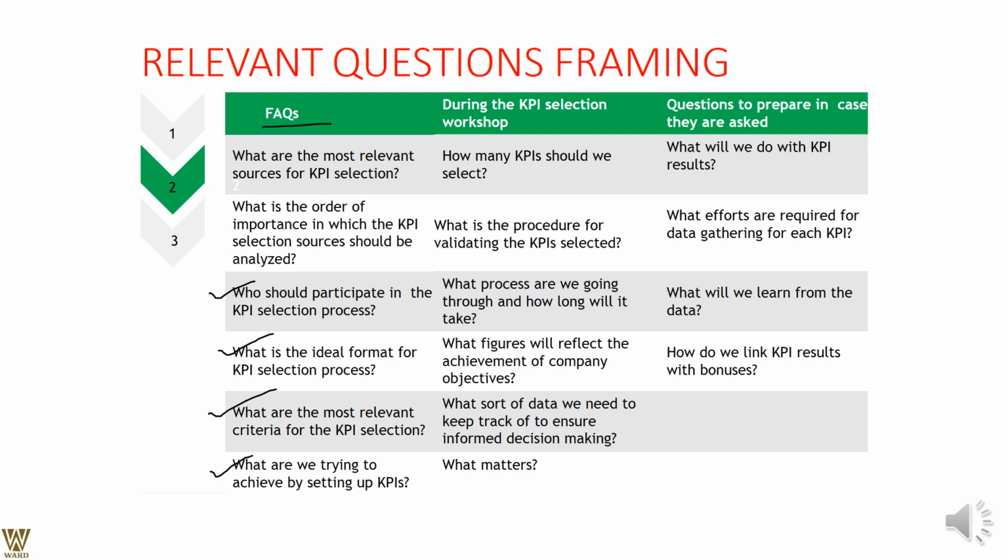Now during KPI selection, you have so many questions to ask. Let's say how many KPIs? Usually 5 to 8 is the best number of KPIs that can be monitored. What is the procedure for validating KPIs? What process are we going to go through, and how long will it take to figure it out in the best possible fashion?